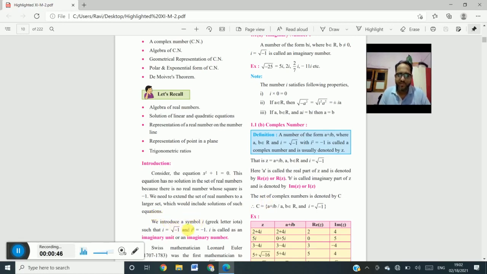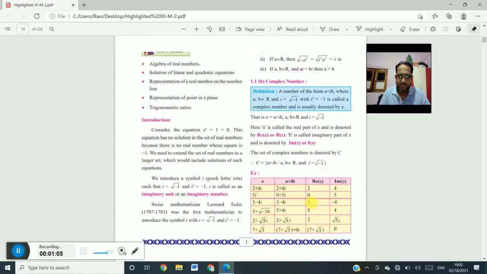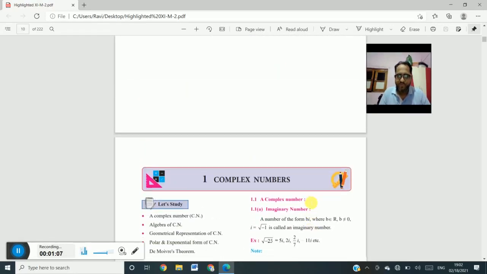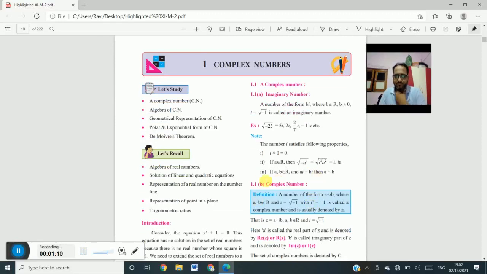So we introduce a symbol i. It is a Greek letter and read as iota, such that i is equal to root -1 and i square equals to -1. i is called an imaginary number or imaginary unit, right? So now we define the complex number.